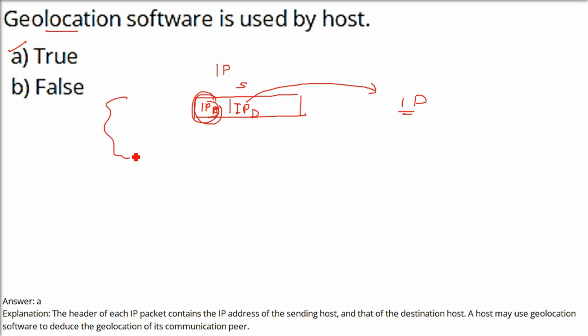Geolocation is what? Finding out your location using latitude and longitude. So lat long will give your precise location on this globe. So when you are aware of the IP address of the particular host to which you want to send, which is called the destination, and you know its lat long, if you are able to find it out, you can locate it also. So geolocation software is used by hosts. That is absolutely true, because geolocation and IP are related like that. IP will show you the location.